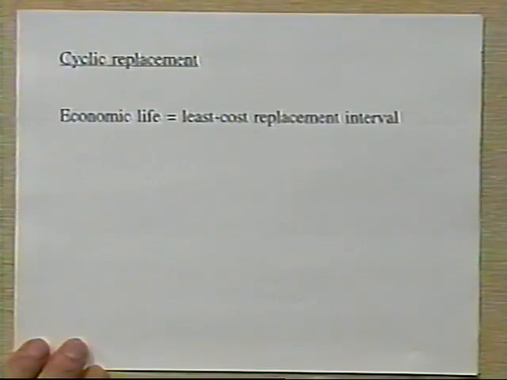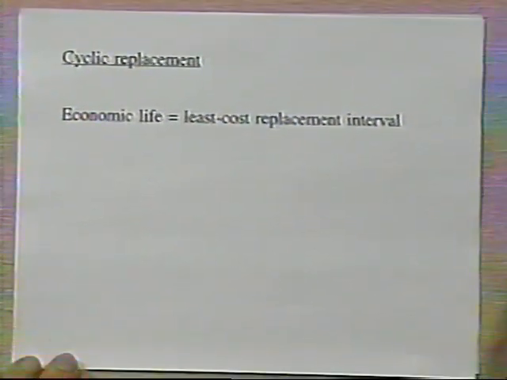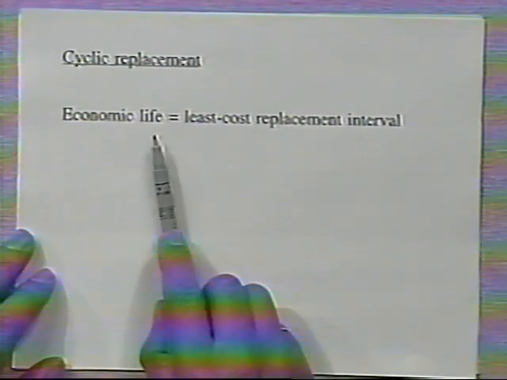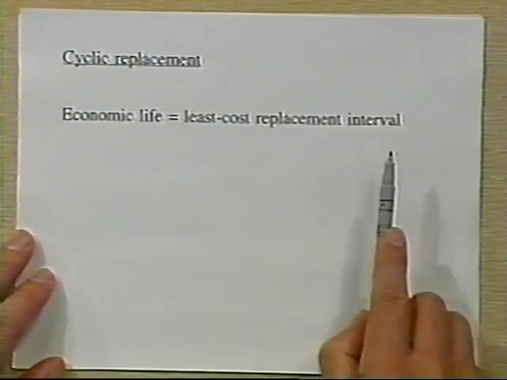Here you have an asset which is replaced by one exactly like it after a certain period of time. So something that wears out fairly frequently, some tool perhaps that's used until it wears out and replaced with a new one. The problem is simplified a bit because you're always replacing an old asset with one exactly like it. You can work out in advance how often that's to be replaced using this little rule: the economic life of the asset is equal to the least cost replacement interval.